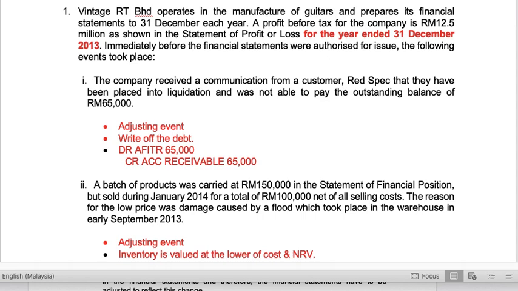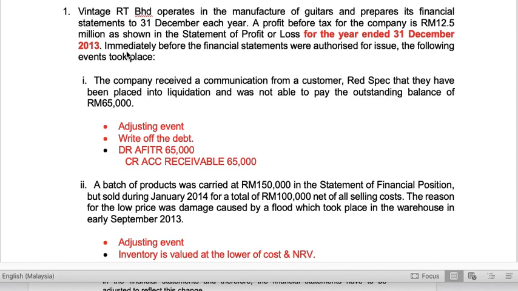financial statement to 31st December each year. A profit before tax for the company is 12.5 million as shown in the SOPL for the year ended 31st December 13. So this company close account on 31st December 13. Right? So when you do the MFRS 110, you need to know when is the financial year date and when the financial statement is authorized for issue, because even after the reporting date fall after the year end and before the date it is authorized for issue.